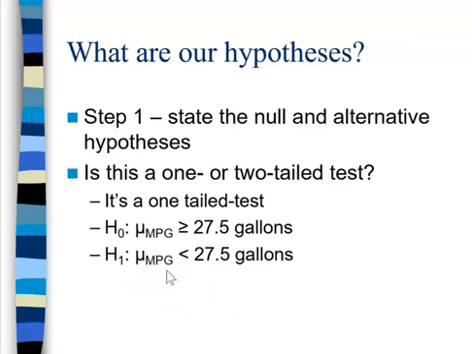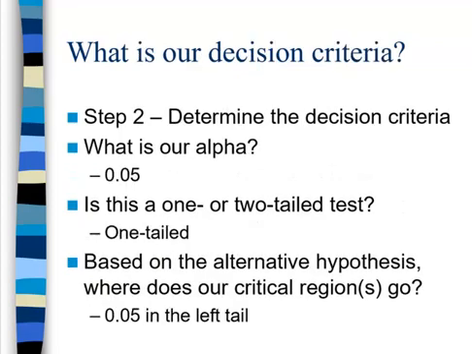So the mean miles per gallon of the sample engines should be less than what we're using as the population, which is 27.5 gallons. Our null hypothesis should simply be the opposite of that with an equal sign. So our mean sample should be greater than or equal to our population data of 27.5 gallons.